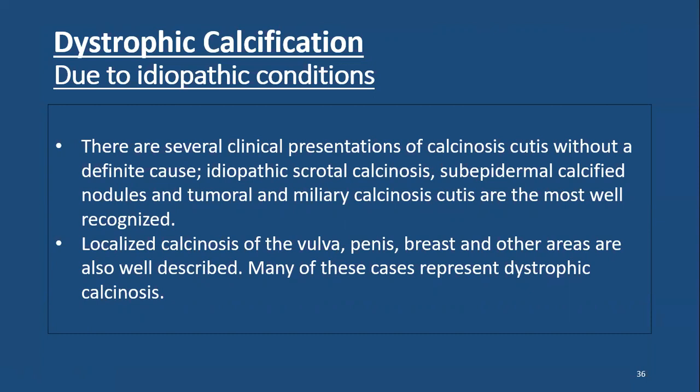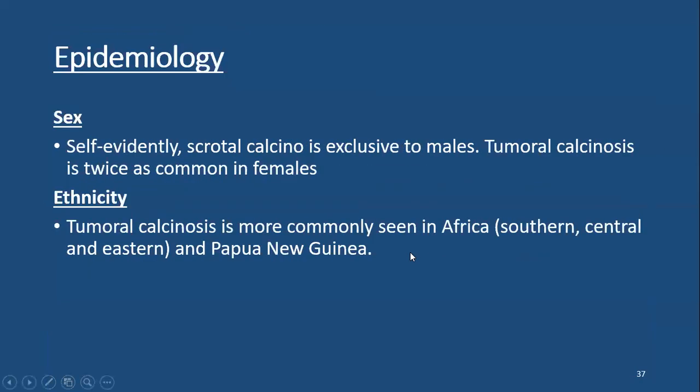Localized calcinosis of the vulva, penis, breast, and other areas are also well described. Many of these cases represent dystrophic calcinosis. The dystrophic calcinosis is self-evident, and scrotal calcinosis, as is obvious, is seen exclusively in males. Tumoral calcinosis is seen twice as commonly in females, and it is more seen in Africa.